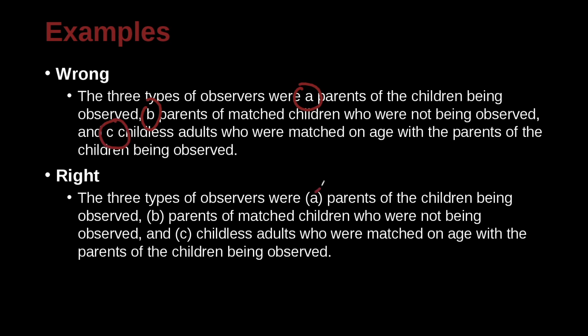So remember, we can use parentheses to separate the different parts of the serial list, A, B, and C. Remember, space before, space after, and no space in between.